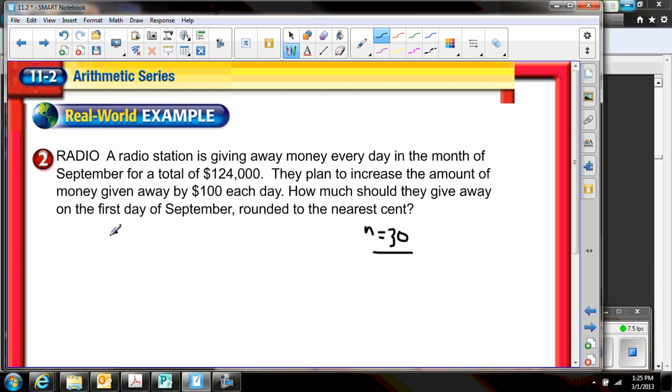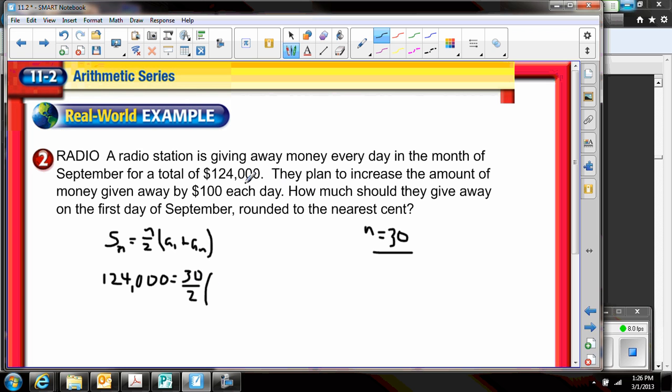So, if we go to our equation, the sum of n has to equal n over 2 times a sub 1 plus a sub n. Now, what else do I know from this problem? Well, I know there's been a total of $124,000 given away for the month of September. So guess what? That has to be your sum. So 124,000 is the sum, and this happens after 30 days in September divided by 2 times a sub 1 plus a sub n.